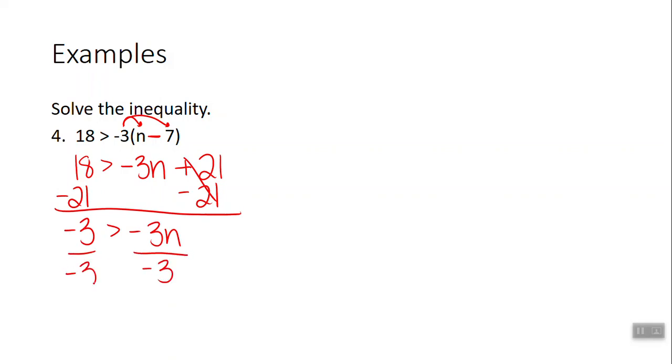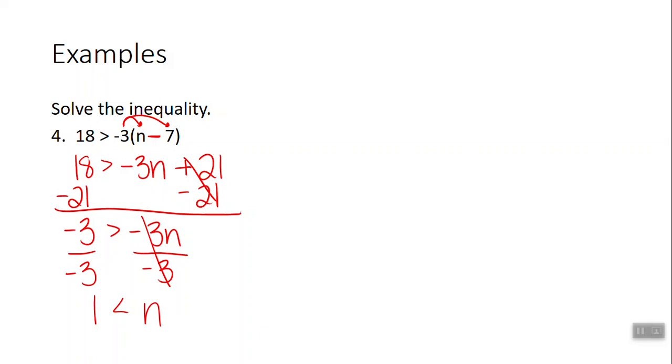So there's the division by a negative. That's immediately going to make me change my sign, or flip my symbol from greater than to less than. Then I just do the solving just like you normally would. Negative 3 divided by negative 3 is 1. Those negative 3's cancel, and we get n. So we have 1 is less than n.